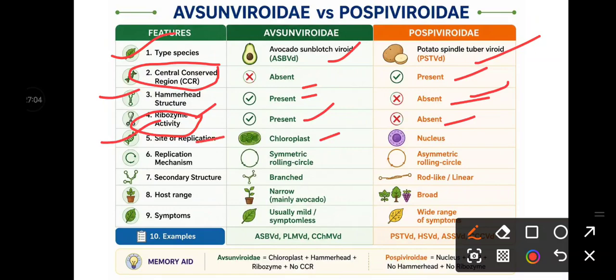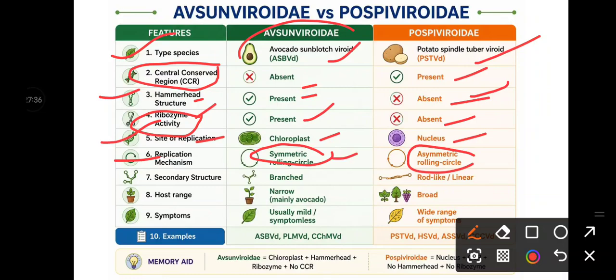So the site of replication for the Apson viroid is chloroplast, whereas for the possibility viroid it is nucleus. The replication mechanism is symmetric rolling circle, whereas for the possibility it is asymmetric. So what happened? Due to the presence of the hammerhead structure in the Apson viroid, it needs two rolling cycles for the replication to complete. That's why it is symmetric.